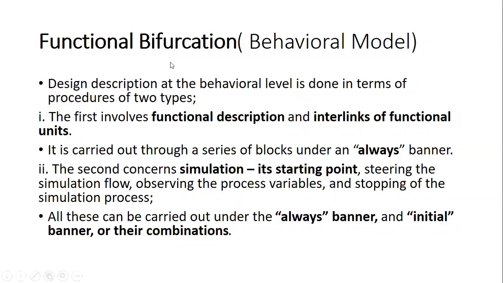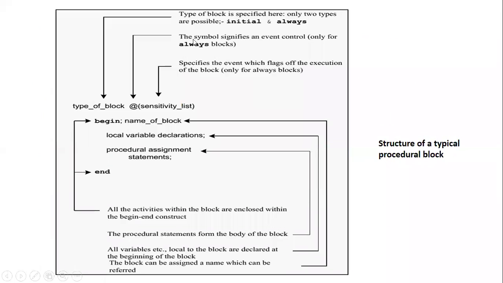So functional bifurcation in Verilog is divided into two types. First is involving functional description. Second is using simulation. Functional description is done using always. Simulation is generally done using initial. So this is the general syntax.